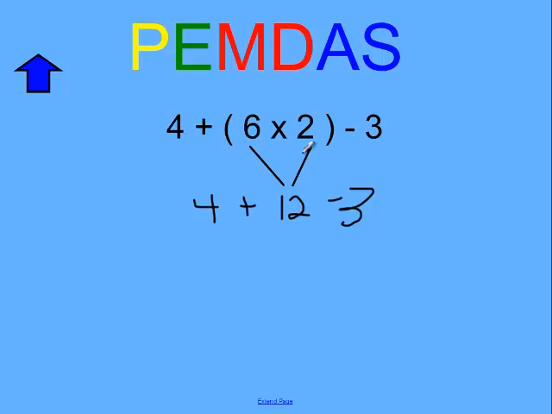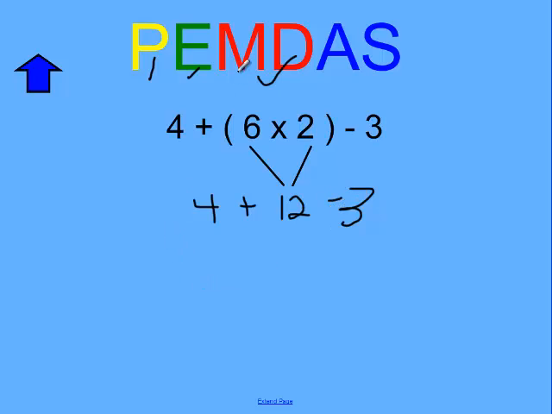4 plus whatever the answer was from parentheses minus 3. Okay, I like to double check. We did parentheses. There are no exponents. Any multiplication, division in this final part down here? Nope. Let's move on. Addition and subtraction. We have an addition and we have a subtraction.